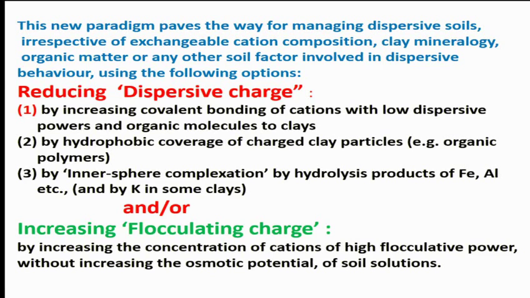Potassium can help in some clays. Potassium in some clays can be fixed by inner sphere complexation, potassium fixation. Only exchangeable potassium causes the dispersion problem and not the fixed potassium. Either you can reduce the dispersive charge, or increase the flocculating charge by increasing the concentration of cations of high flocculating powers. If you use low flocculating power cation, you have to use the concentration very high, which will increase the osmotic potential and affect the crop growth.